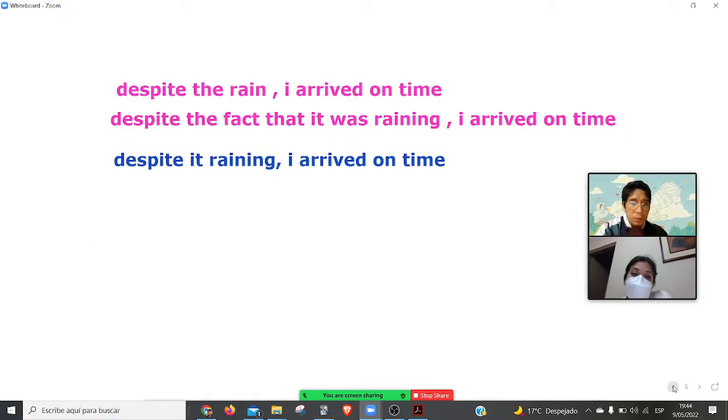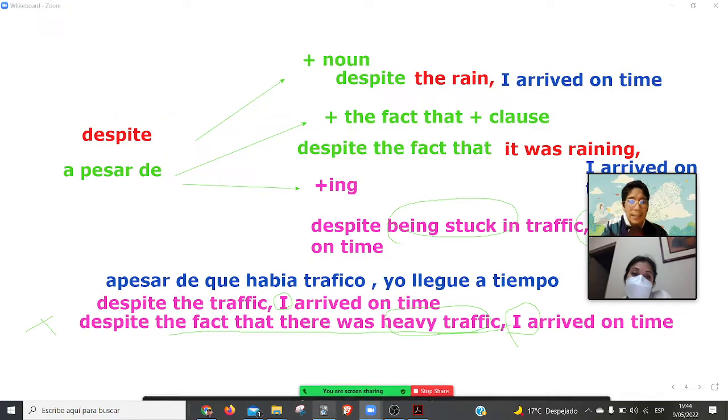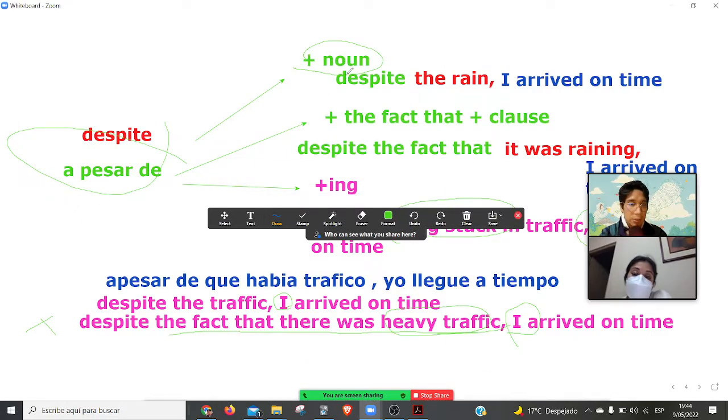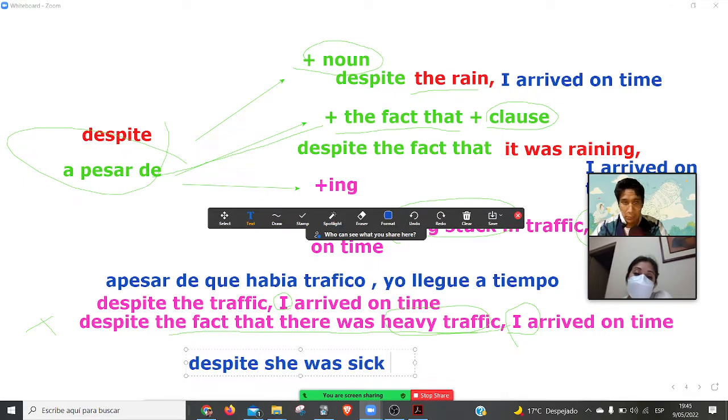Volvemos a las estructuras. Dame un segundo. Aquí. ¿Qué dice? Primero que va con un sustantivo, ¿cierto? Aquí está el sustantivo. Y luego, cuando quiero poner una cláusula, quiere decir una oración normal, ¿qué tengo que agregarle? The fact that. Tú nunca vas a poder decir, despite she was sick. No se puede. ¿Qué tienes que poner? Porque esto es una cláusula. Despite the fact that she was sick.